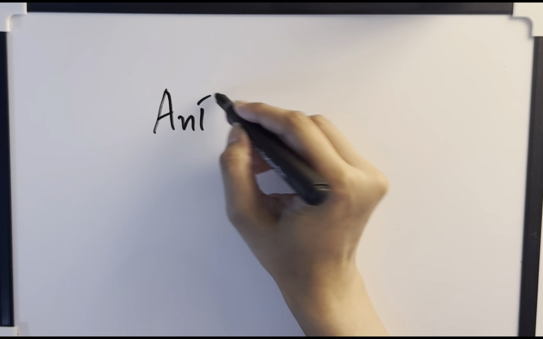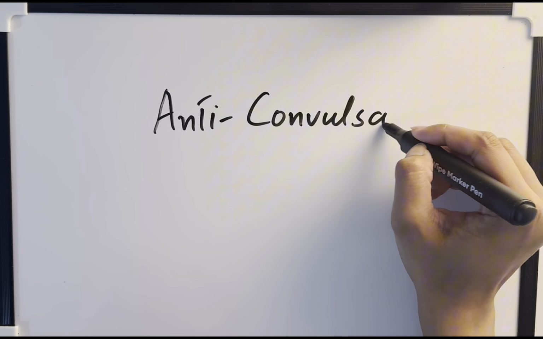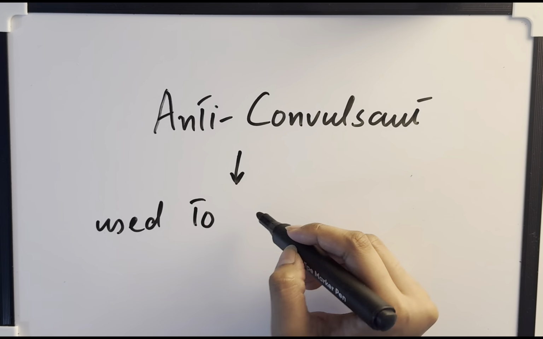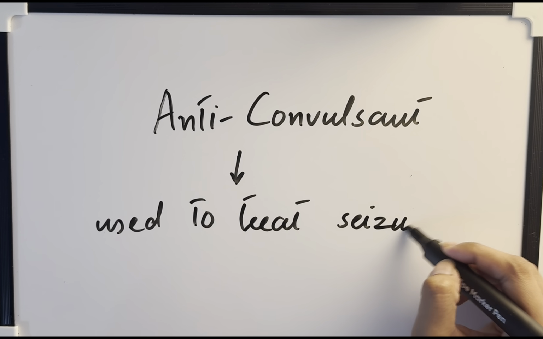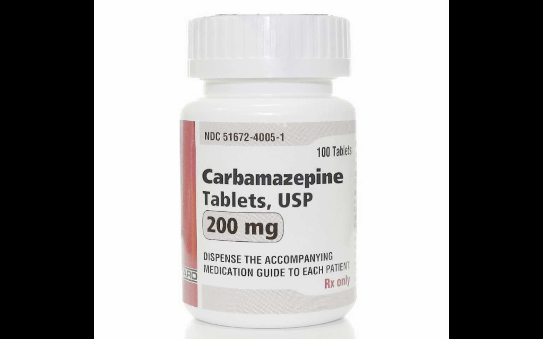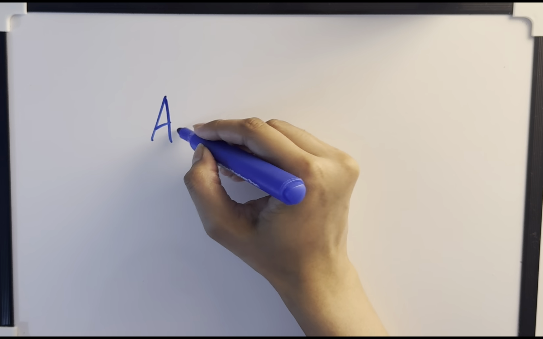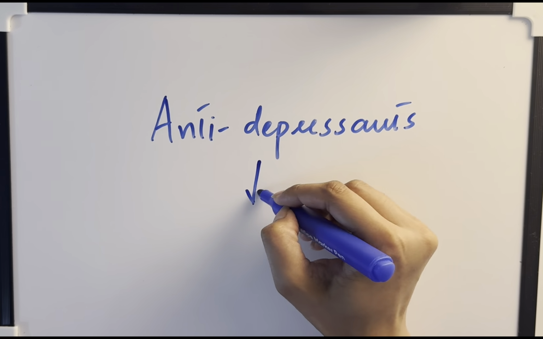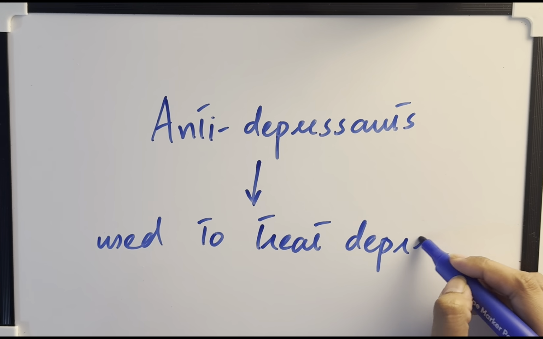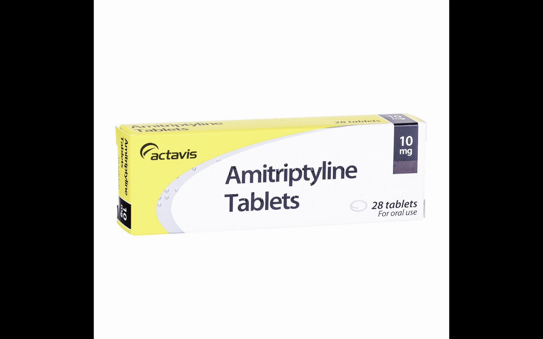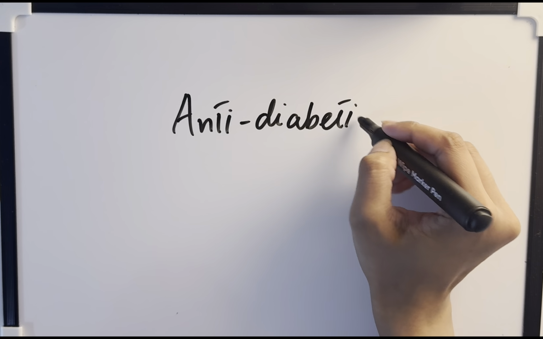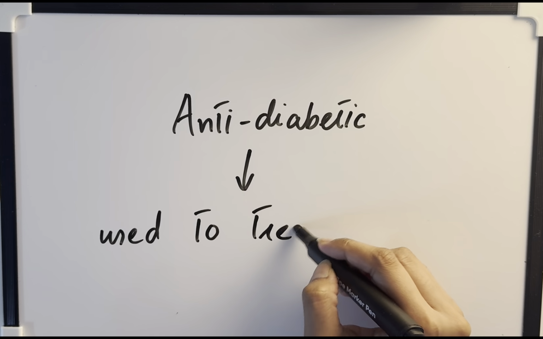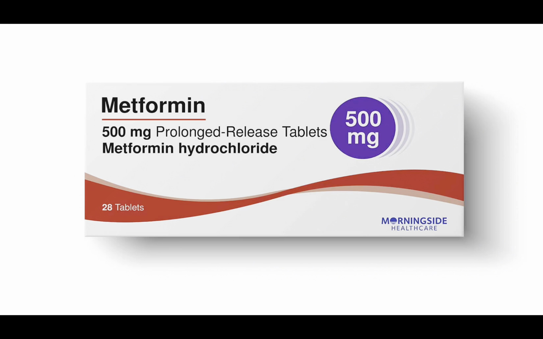Next one is anticonvulsant. Anticonvulsants are the medicines that are used to prevent seizures due to epilepsy. Now, the most common example is carbamazepine. Next one is antidepressant. These are the drugs that are used to treat depression. The most common example is amitriptyline. Next one is antidiabetic. These are the medicines that are used to treat diabetes. The most common example is metformin.